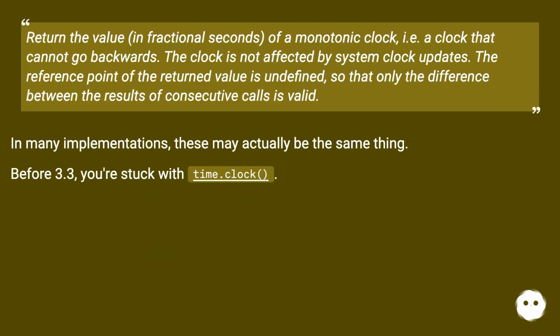Return the value, in fractional seconds, of a monotonic clock, i.e. a clock that cannot go backwards. The clock is not affected by system clock updates. The reference point of the returned value is undefined, so that only the difference between the results of consecutive calls is valid. In many implementations, these may actually be the same thing. Before 3.3, you're stuck with time.clock.